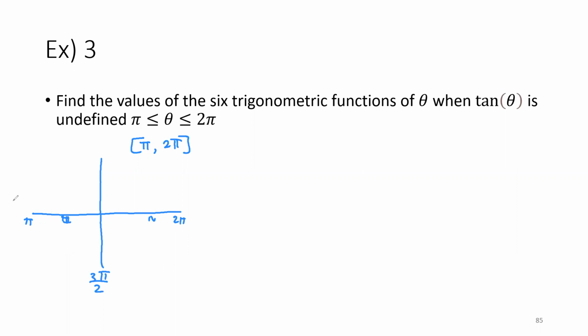So what is the coordinate of pi? It has a coordinate of -1, 0. What is the coordinate of 3 pi over 2? It has a coordinate of 0, -1. And then what is the coordinate of 2 pi? It has a coordinate of 1, 0. So what is the value of the 6 trigonometric functions?